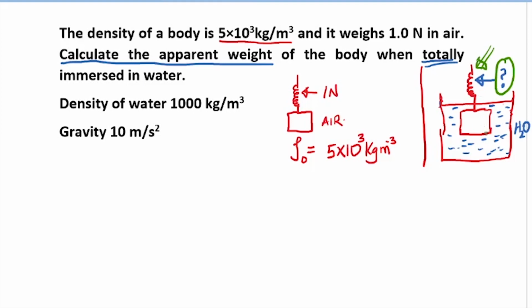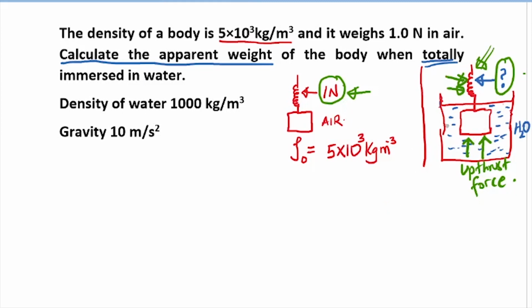So now this is what is happening here. When it is in air, this is 1 Newton, right? However, when it is in water, this spring balance will weigh less than 1 Newton. Why is that? It will weigh less than 1 Newton because when you insert this body in water, it's going to experience an upthrust force. That upthrust force is going to make the reading on this spring balance less than 1 Newton. So that is one thing to look out for: in all your calculations, your answer should be less than 1 Newton because of this upthrust force.